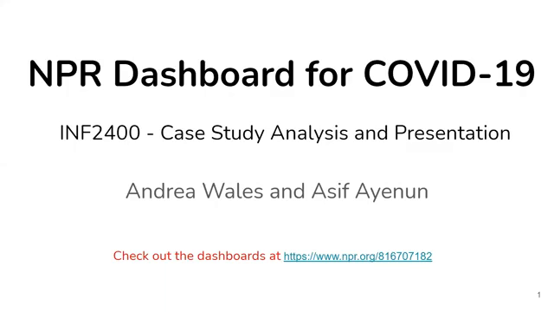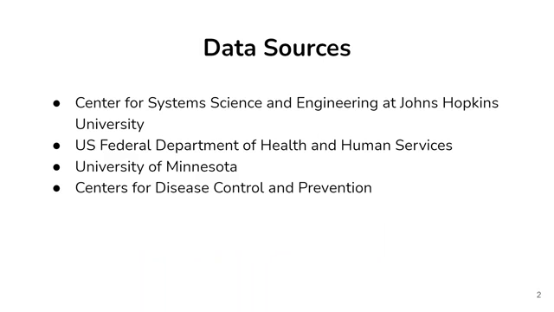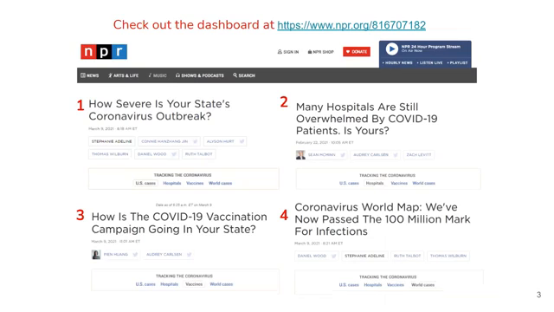And my name's Asif. Today we will be analyzing NPR's COVID-19 daily updated dashboard. The audience here are the general American population with the goal of providing clear and concise pandemic information. The data used is from the Center for System Science and Engineering at Johns Hopkins University, U.S. Federal Department of Health and Human Services, University of Minnesota, and Centers for Disease Control and Prevention.